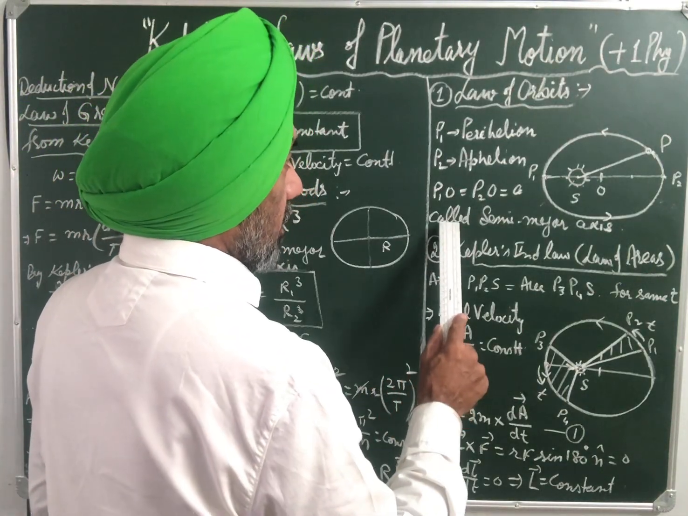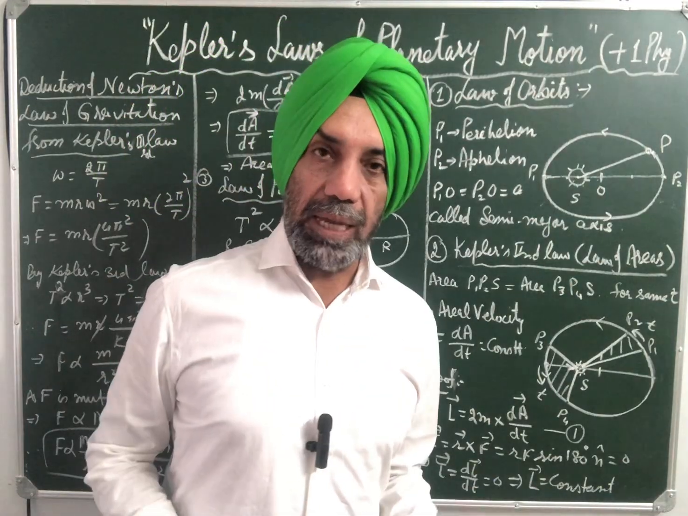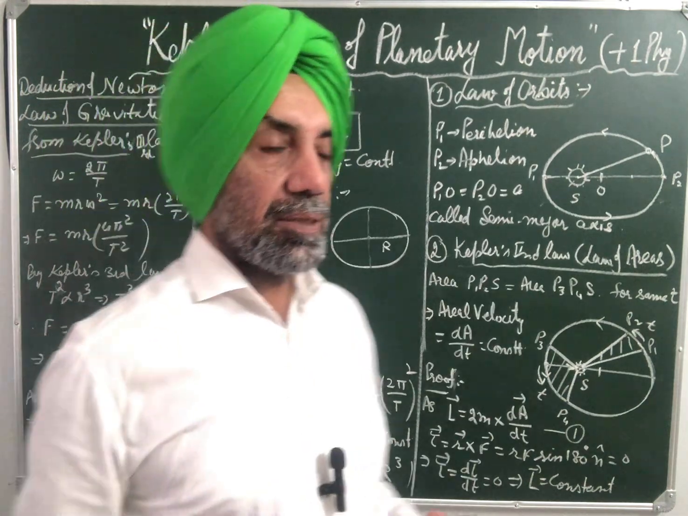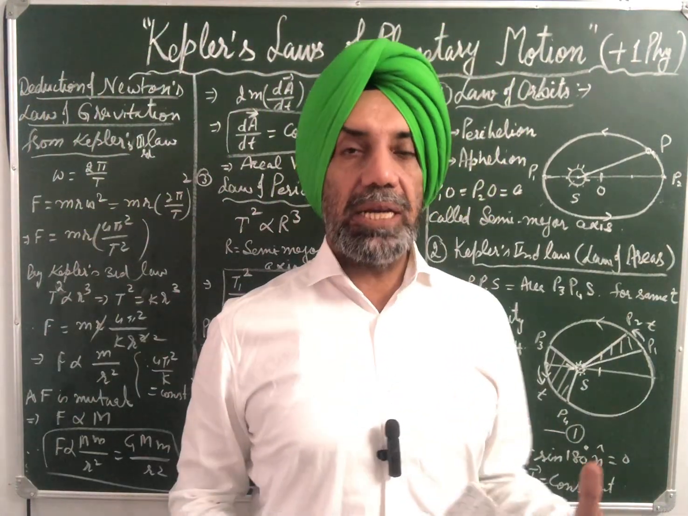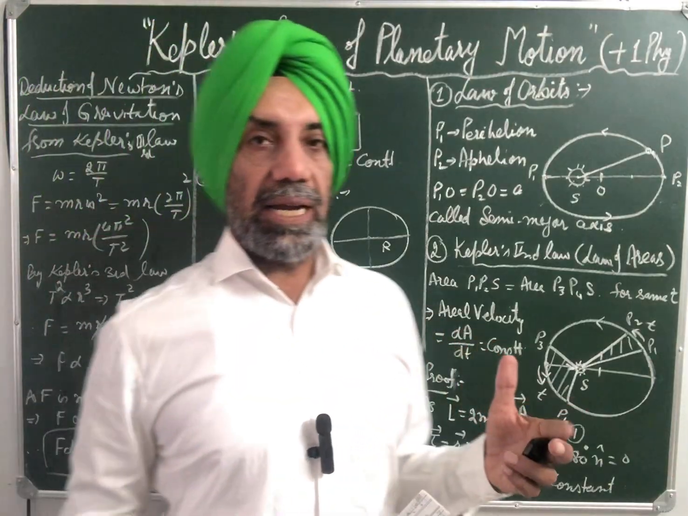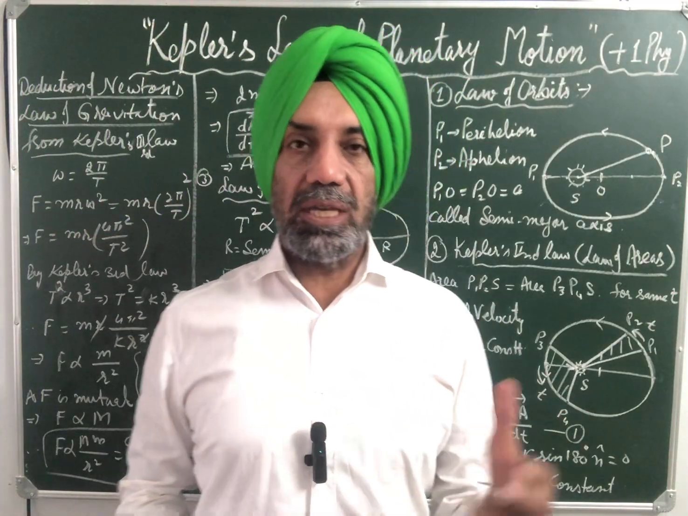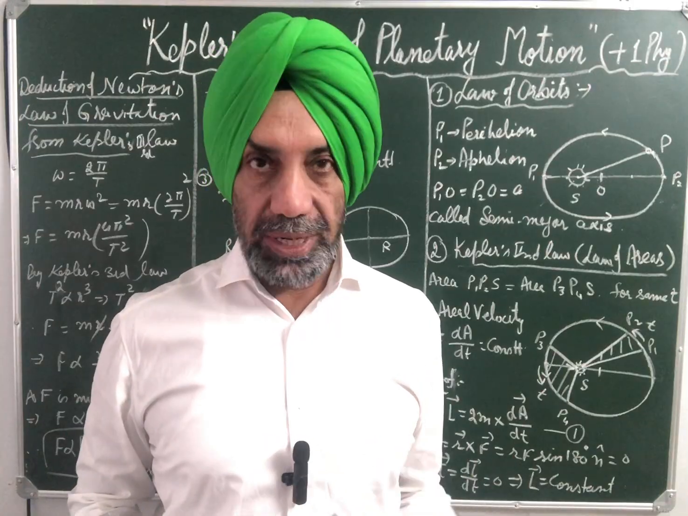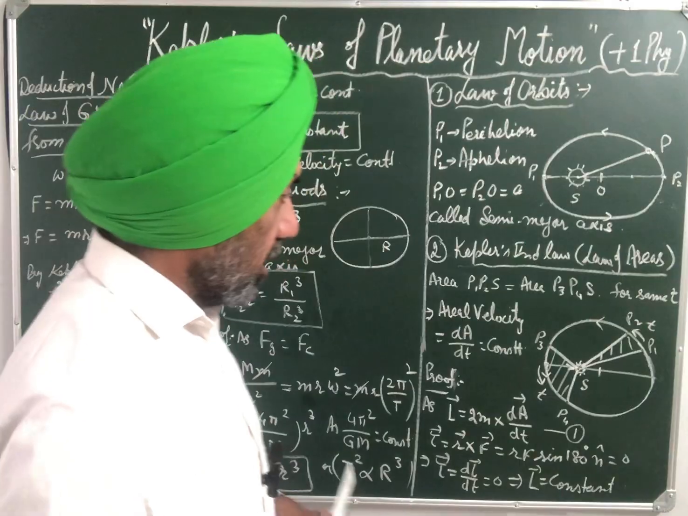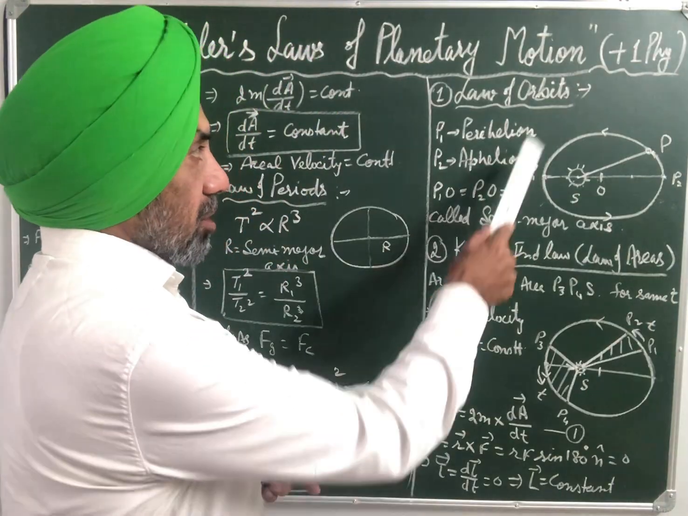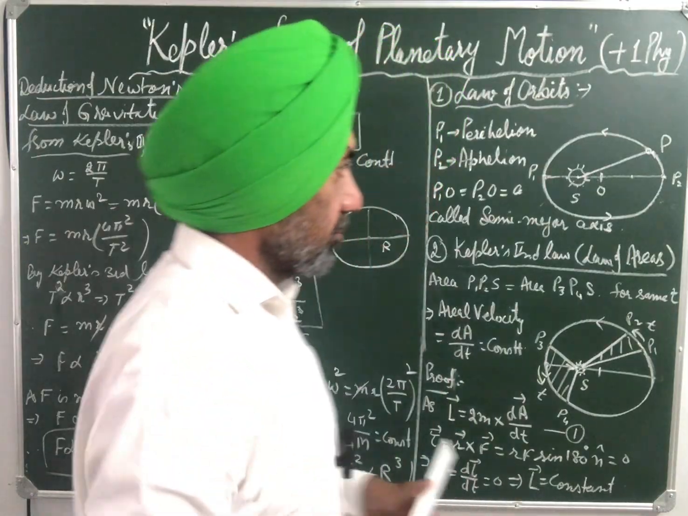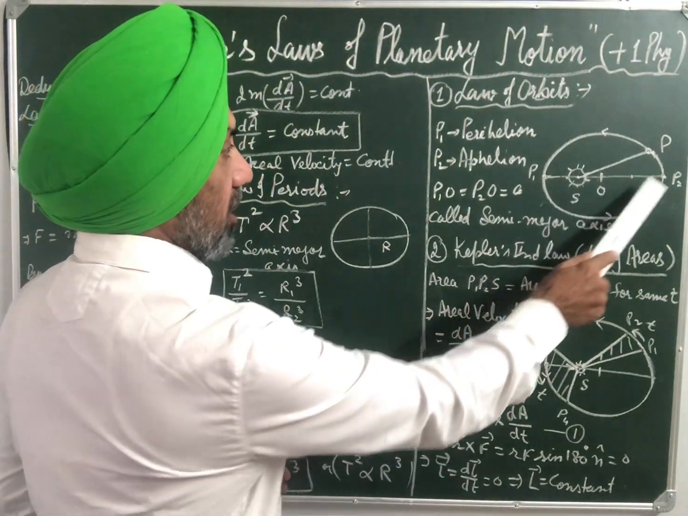Now, this is the first law, Kepler's first law, law of orbits, which states, I again repeat, that each and every planet revolves around the sun in elliptical orbits, with the sun at one of its foci. So this law is based upon the inverse square law, because it depends upon the distance.